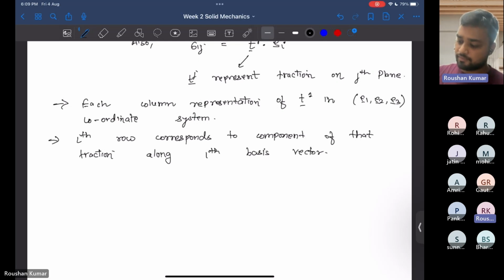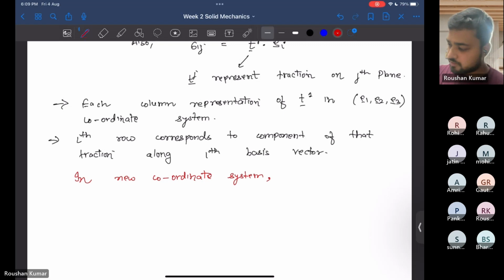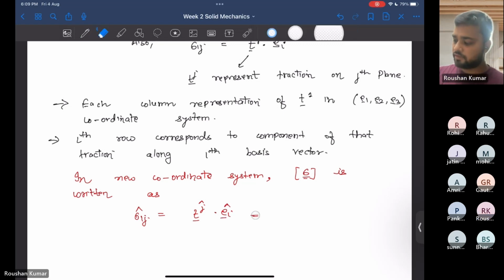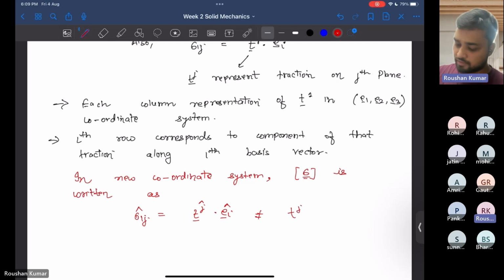So in the new coordinate system, the sigma matrix is written as sigma hat ij is equal to tj hat dot ei hat. So it is not equal to tj hat dot ei. One thing you have to see here is that it is not equal to tj hat dot ei.